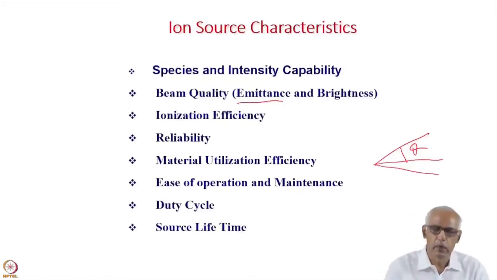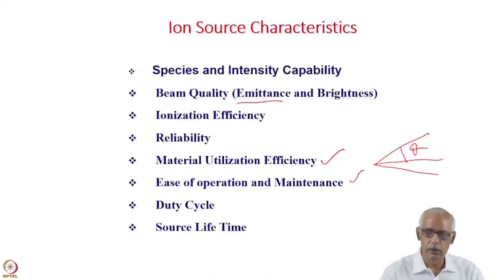Then, of course, when ions are made out of any gas or material or element, what is the ionization efficiency and reliability? Material utilization efficiency is equally important, because there are some cases where a very small quantity, sometimes even less than milligrams of sample, is available, and you have to use it for a pretty long time. Therefore, the material utilization efficiency of the ion source should be as high as possible. Then, from the point of view of operation, it should be easy to operate.